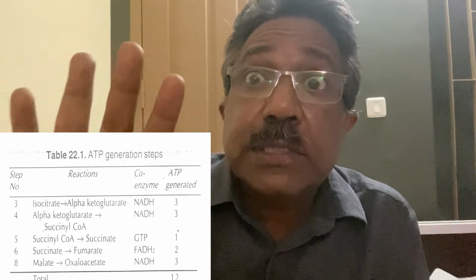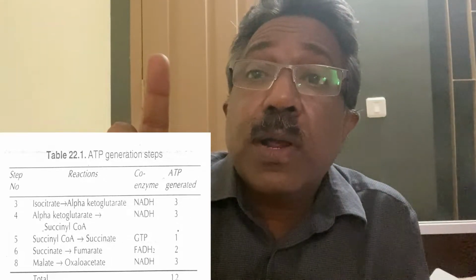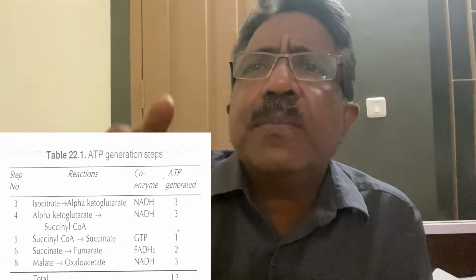That GTP is substrate level phosphorylation, but that also gives one molecule of ATP. So total how many ATP? 3 NADH2 are formed. Not NADPH2, NADH2. One molecule of NADH2 gives 3, so 3 into 3, 9. And at one site FADH2 is formed. From FADH2 we get 2. So 9 plus 2, 11. Then from GTP we get 1. So 11 plus 1, 12.